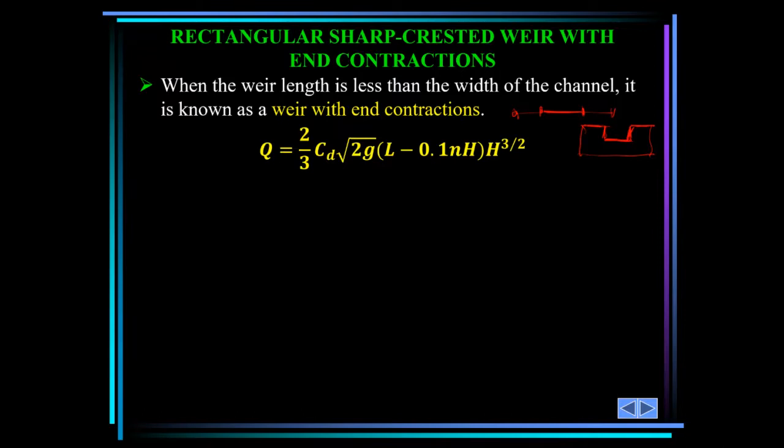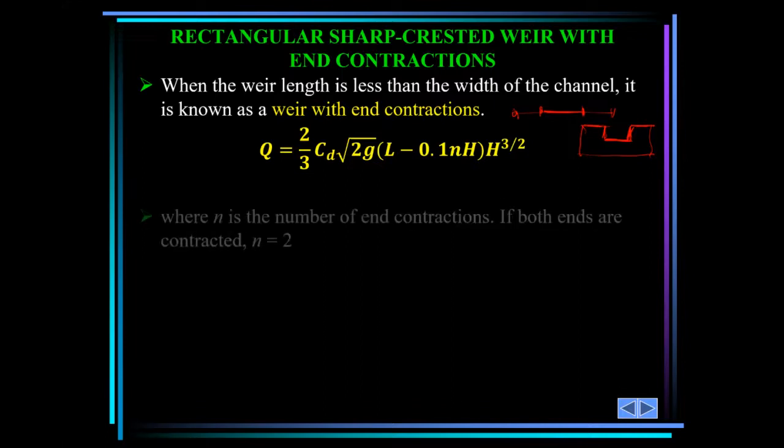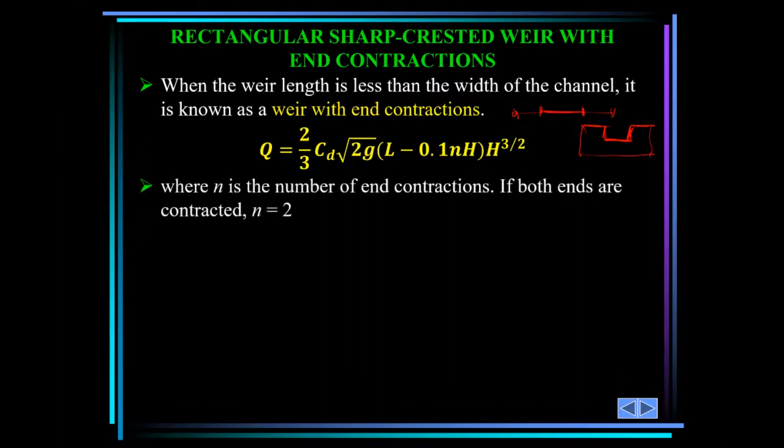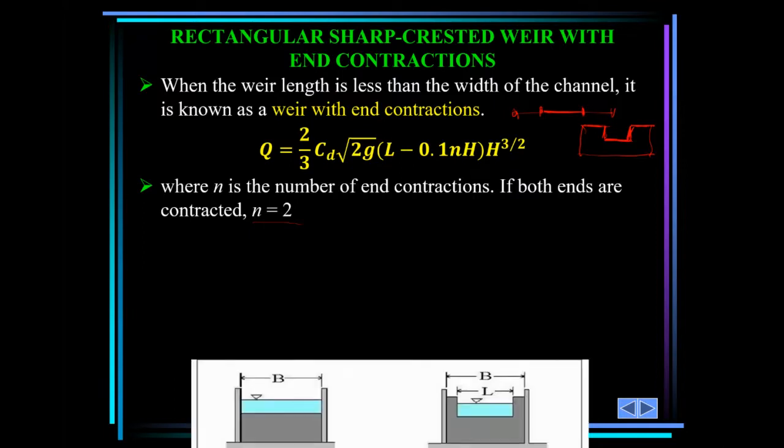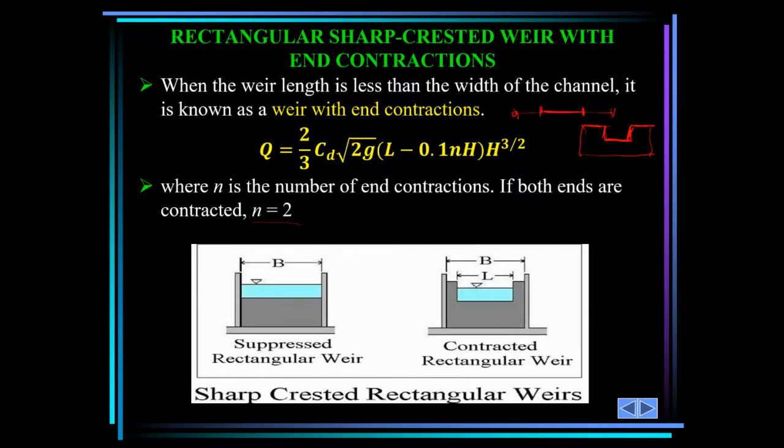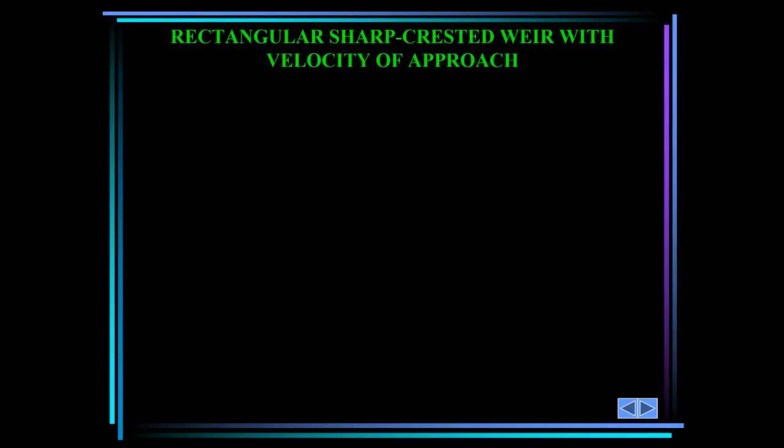So to find the discharge for a weir with end contraction, you use this formula now. We don't just use L, we use L minus 0.1 NH, where N is the number of end contractions. If both ends are contracted, like in this case, we use N equal to 2. If only one end is contracted, we use N equal to 1. Like this is a suppressed weir and this is a contracted weir, and this H is the same. It's only the formula that changes.